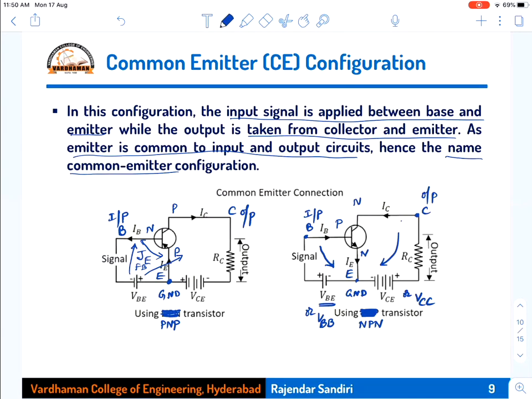Similarly, for the NPN transistor also, this is N, this is P, this is N. The positive terminal of the battery is connected to the P side, and the negative terminal of the battery is connected to the N side. Therefore, this junction also is forward biased. Which junction is it? The emitter junction. So the emitter junction is forward biased.